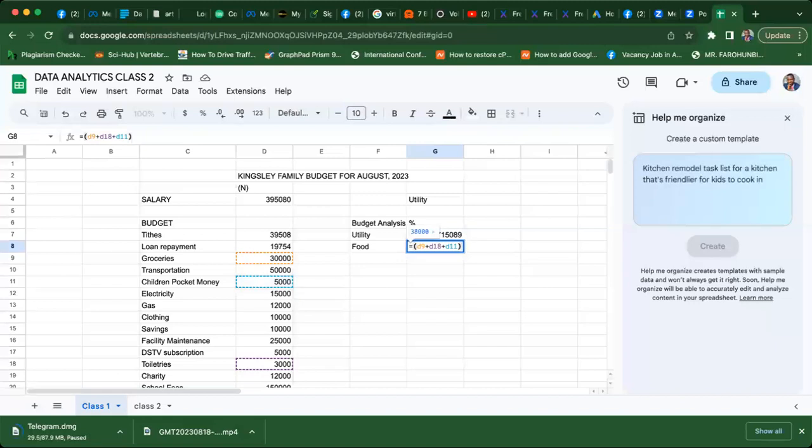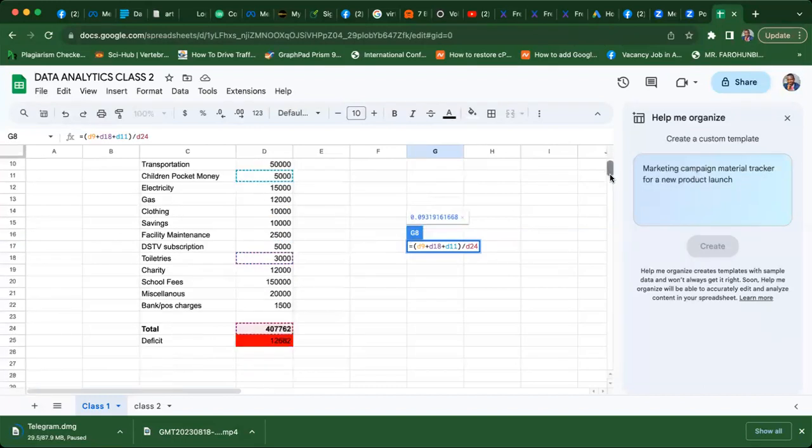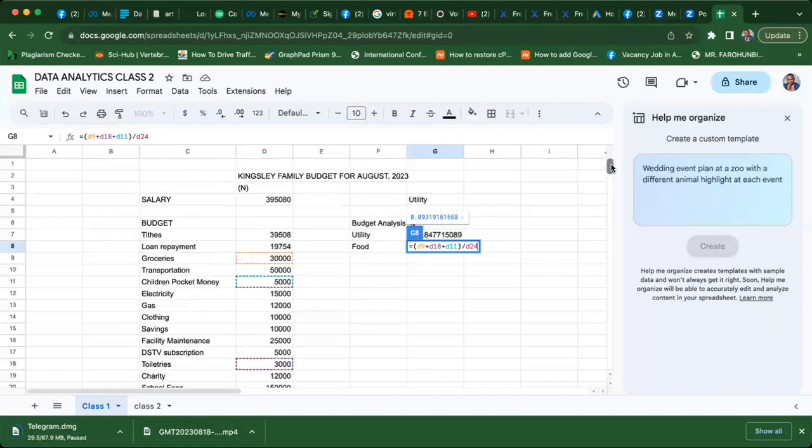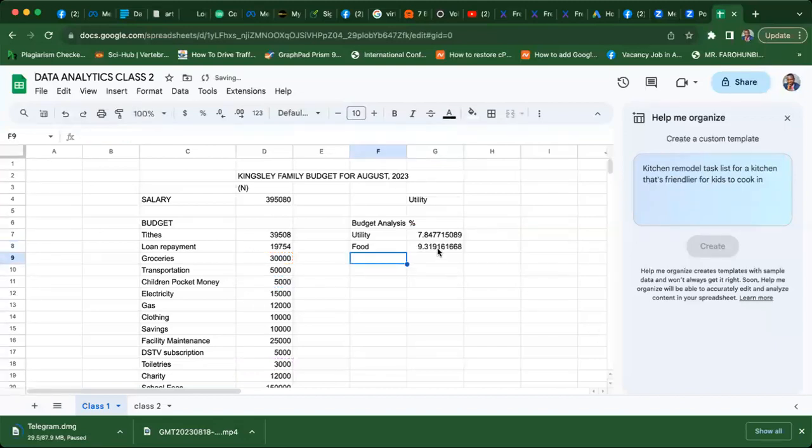All right. So you divide it by D24. Your total is in D24. You must be sure so that you don't make mistakes. D24. Then you multiply it by 100. So what you have here is food. Food is taking 9.3%.